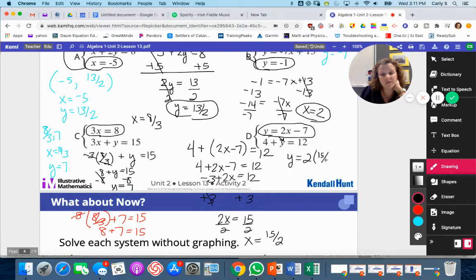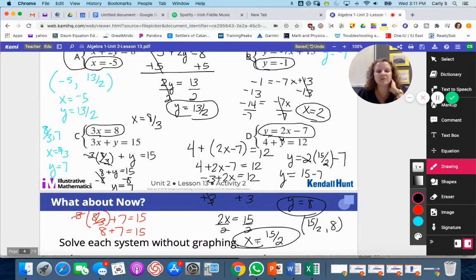So I'm going to substitute my answer for x into the first equation for x. Y equals 15 minus 7. Y equals 8. So my answers are 15/2, comma 8, or we can say y equals 8, x equals 15/2. And we need to substitute it in to make sure they work.